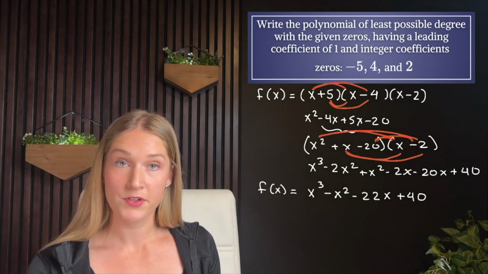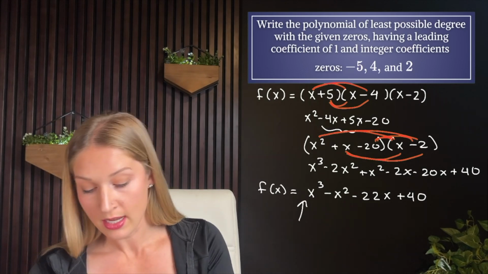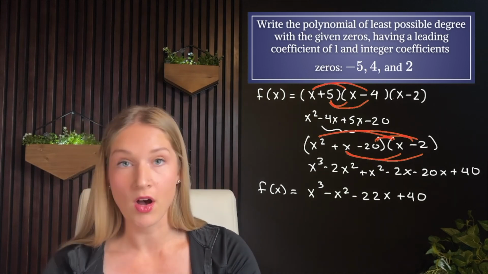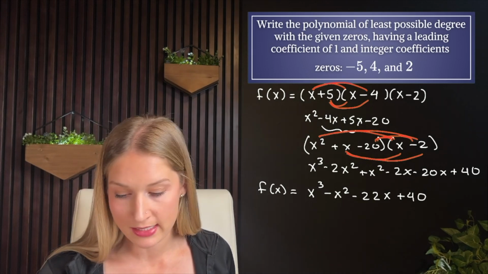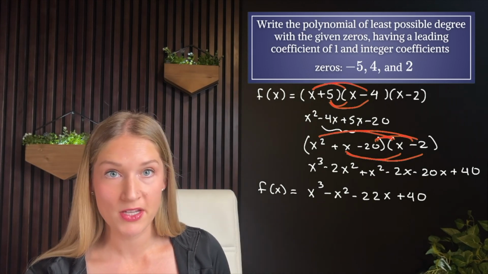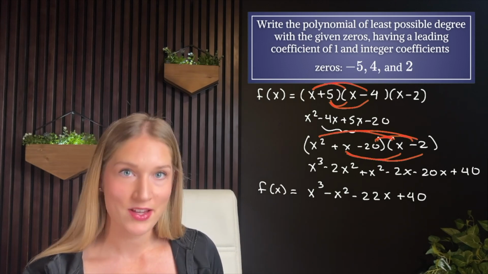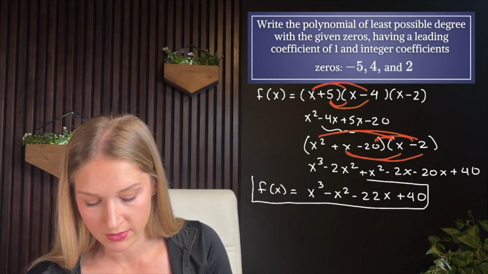Notice my leading coefficient is 1. When I look at the number that's in front of that highest degree, I have a 1. So my leading coefficient is 1. I have all integers, no fractions, no decimals, no radicals, nothing weird like that. And I have the least possible degree. I had 3 zeros and my degree is 3. So there's nothing extra here. So this would be the polynomial with the given zeros.